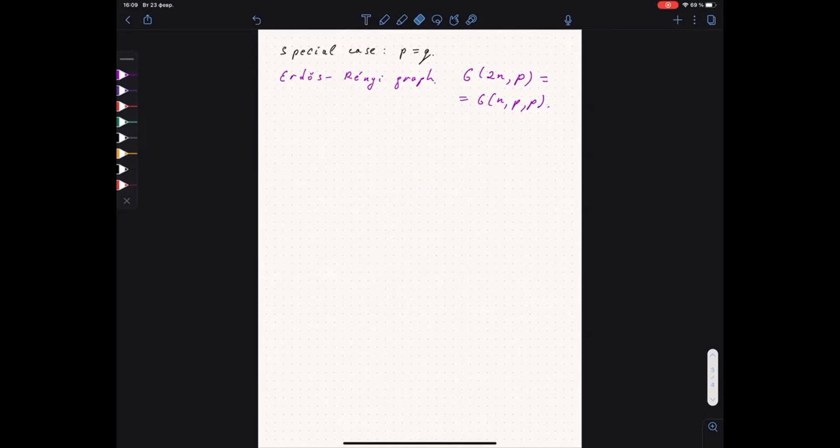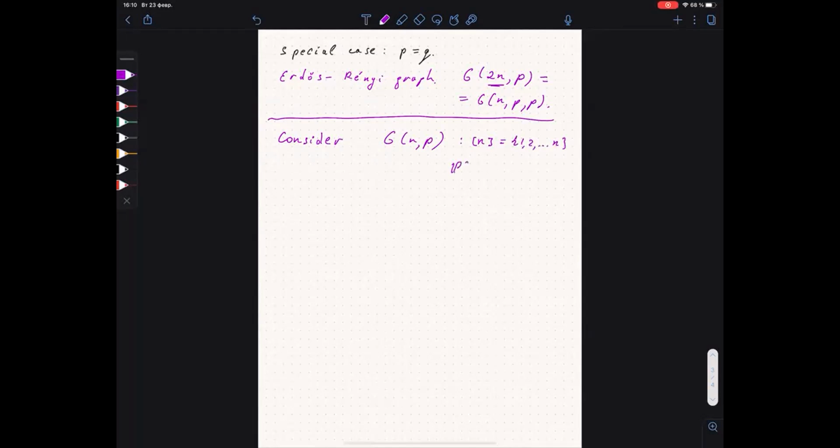Let's assume that now we have a graph which has not 2n vertices like here, but it has only n vertices. Let's consider G(n, p), where the vertices are labeled by numbers 1, 2, and so on up to n, and the probability that an edge appears between vertices a and b is equal to p.